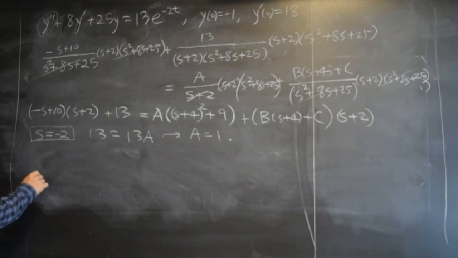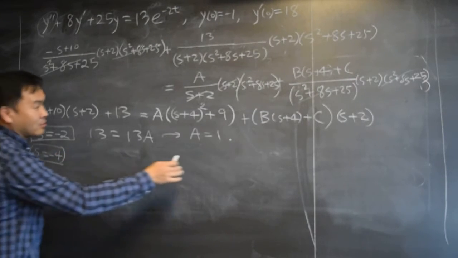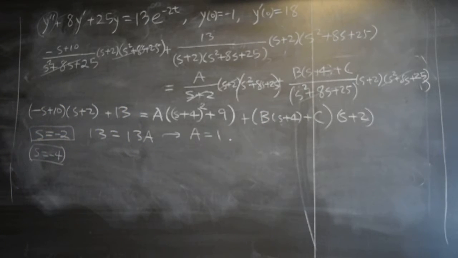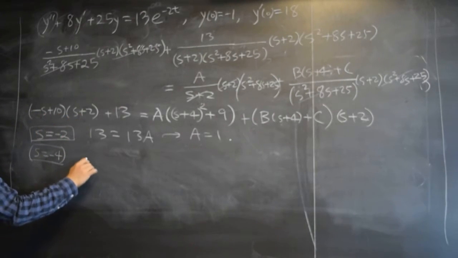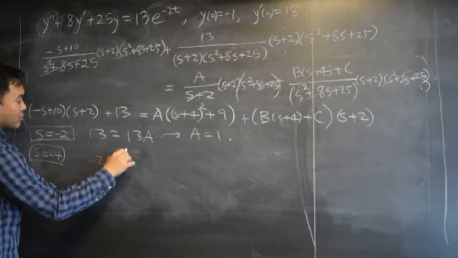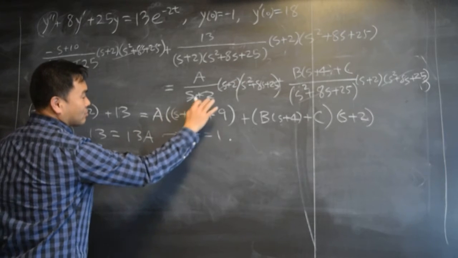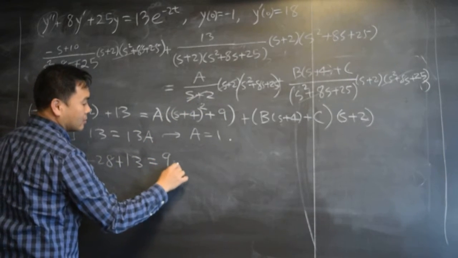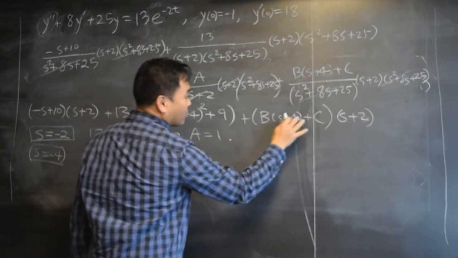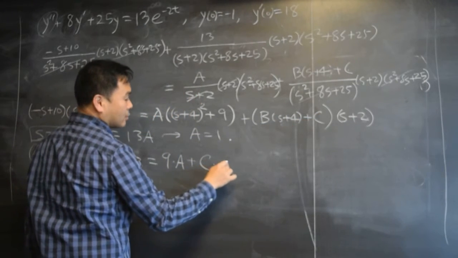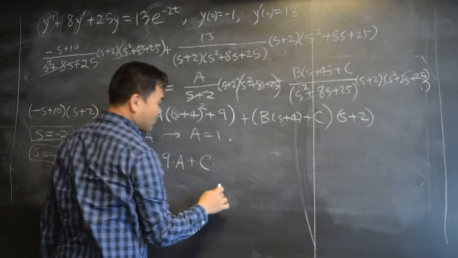Okay, then what should we choose? -4 is the next best choice because that at least gets rid of this one, right? Okay, so let's see. That's -4, negative of -4 is +4. 14 times -2, that's -28 plus 13. And then -4 becomes 0, 9a. And that's 0, and that's C. And then -4 times +2 is -2.